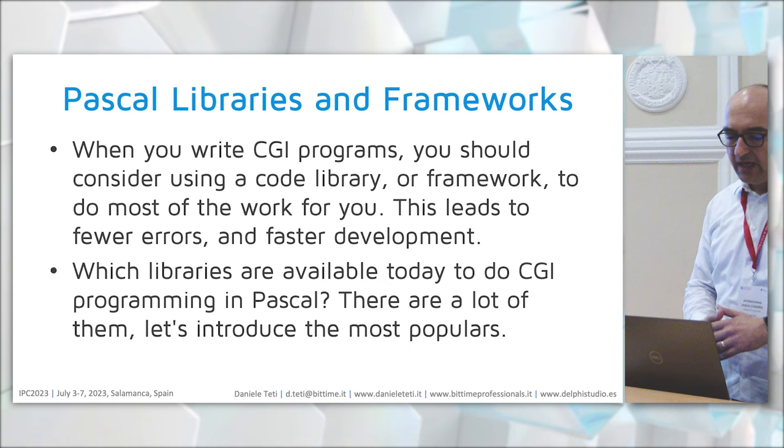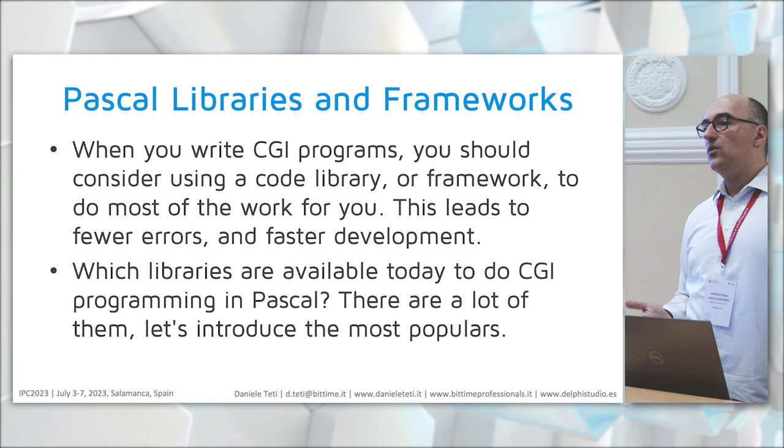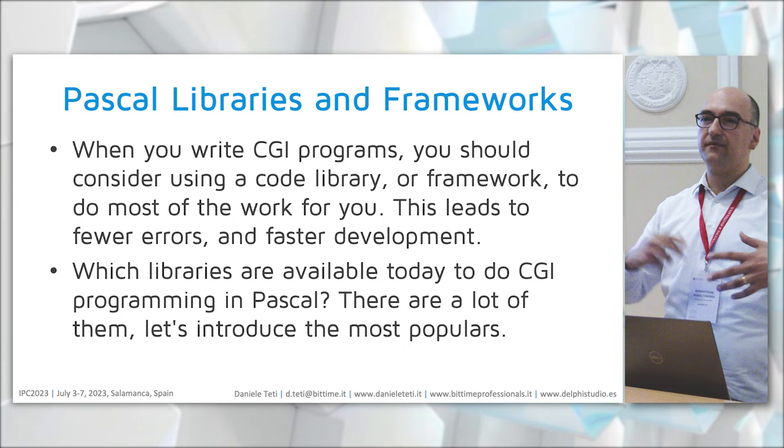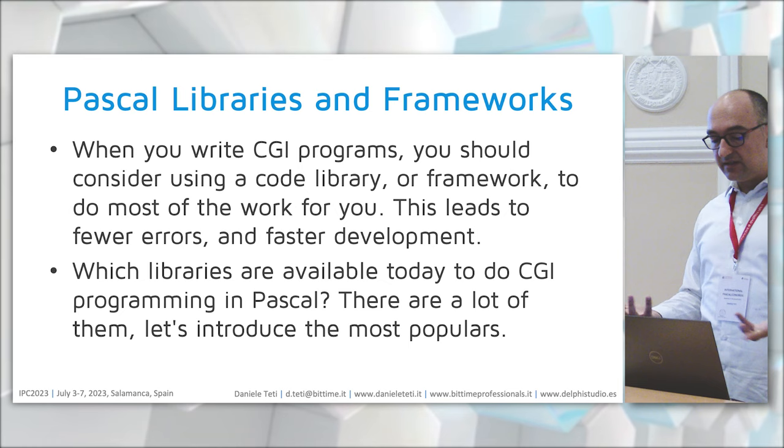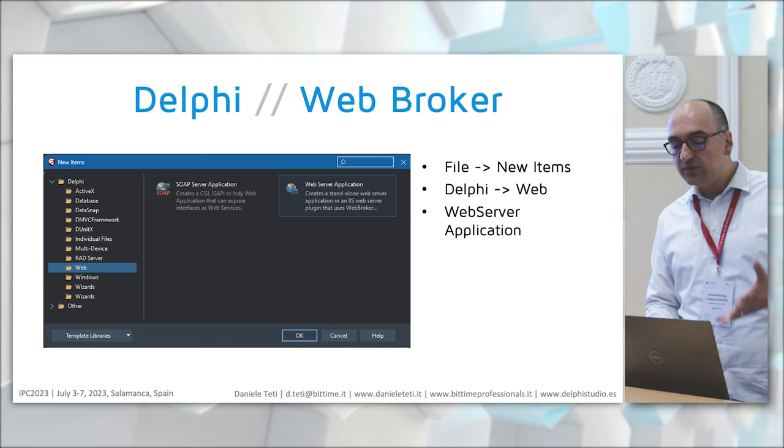So when you write a CGI program, however, you should consider using a code library or framework to do most of the work for you, because there is a lot of encoding, decoding, reading the environment, reading from the standard input, writing on the standard output, and so on. Having libraries leads to fewer errors and faster development.